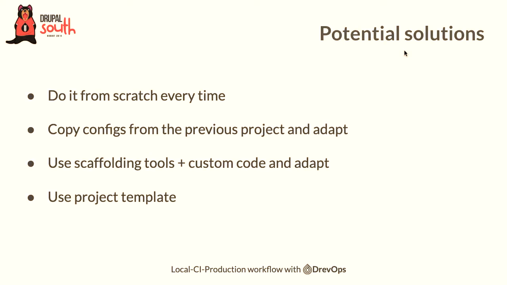Well, this is something that I have identified and I have tried many times. So you can do it from scratch every time. So you basically have all the services and binaries, whatever you're using, your Lando, your stacks and stuff. You connect it every time from scratch. Or if you have worked on a previous project that has those scripts, you can just copy it and adapt for your current project. But what about your fellow developers if they don't have access to those previous projects? How would they copy that glue code?